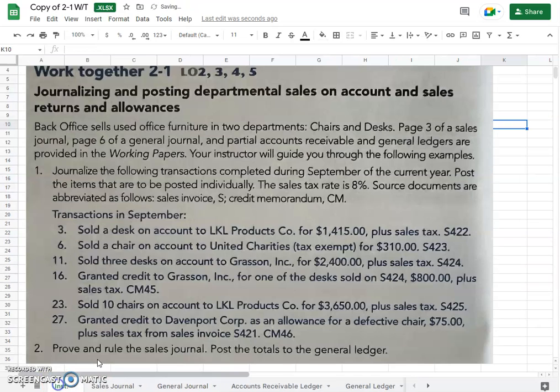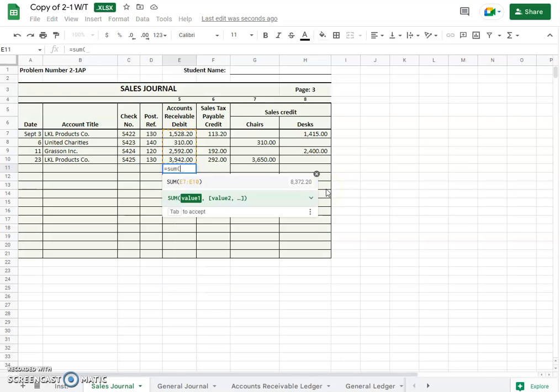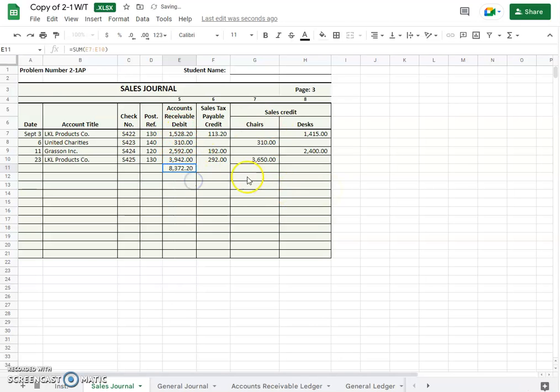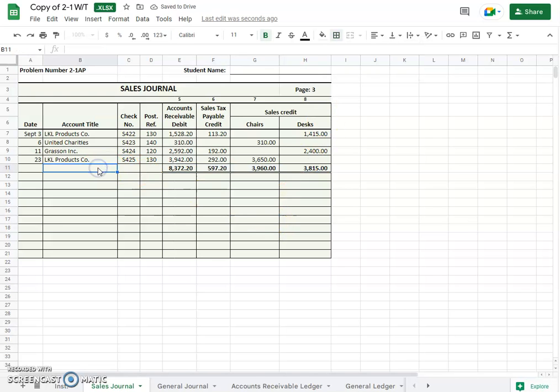So we've been through all of this. Now we just have to prove and rule the sales journal and post those totals to the general ledger. So we'll go to sales journal. We'll do an equals sum to add them all up. And we'll just drag that across. And to show that it's totals, we will probably bold them and put some double underlines. Okay, and we'll write totals. And this is the last day of the month, so the 30th for September.